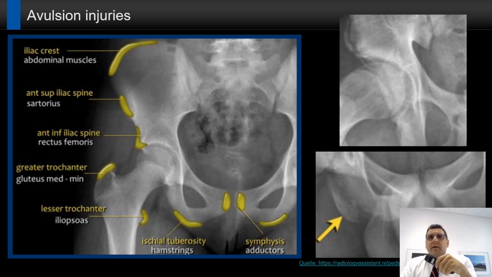Around the hip, there are many types of avulsion injuries which can occur of the iliac crest, the anterior superior or anterior inferior iliac spine, the spinal process, the greater trochanter, the lesser trochanter, the tuberosity, or even the symphysis can be avulsed. Those are quite subtle sometimes, especially in adolescents. It's not that easy to see, and I always recommend to look at the contralateral side to see how it looks on the other side. Also here, please be aware that those are quite subtle changes.